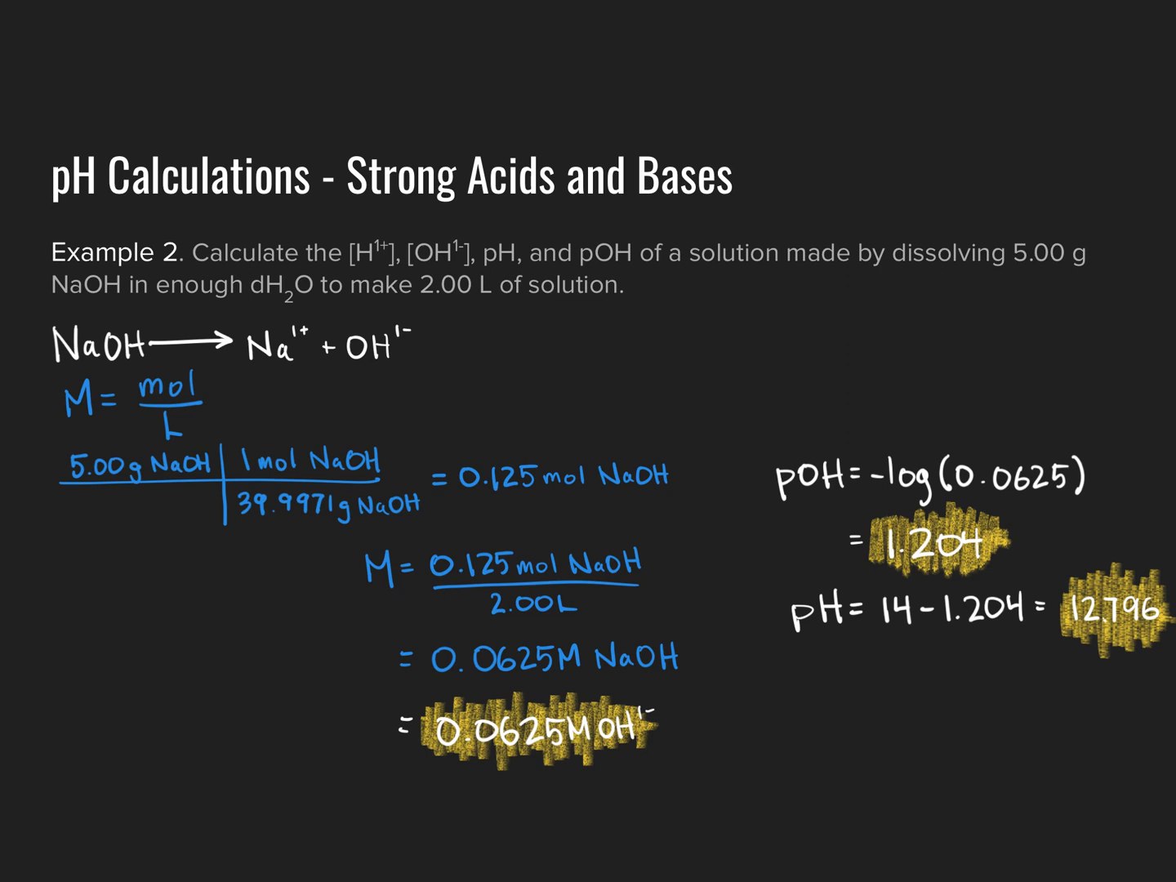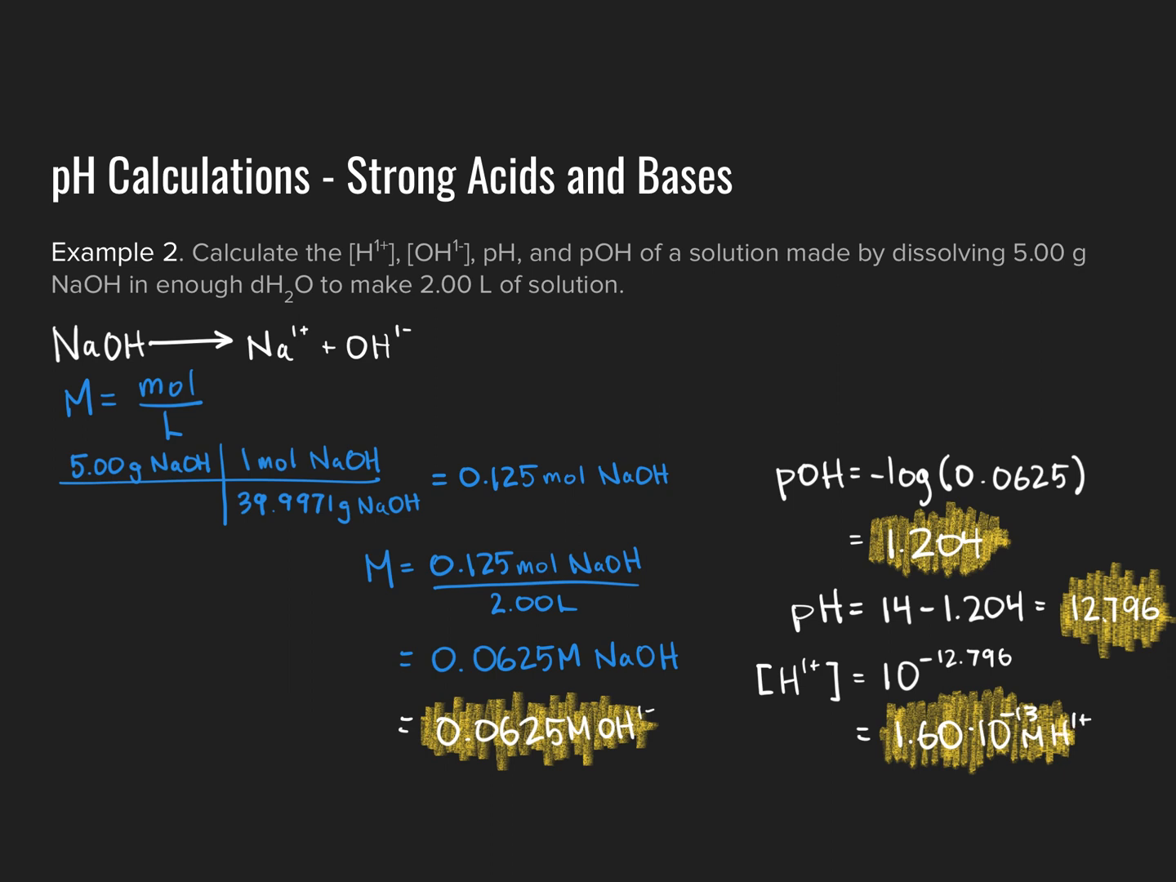And then last but not least, to get back to my hydrogen ion concentration, I can take 10 to the minus pH power. Plugging in my numbers there, 10 to the minus 12.796 yields a hydrogen ion concentration of 1.60 times 10 to the negative 13th molar H+ in my solution.